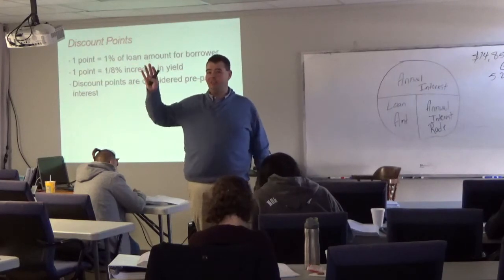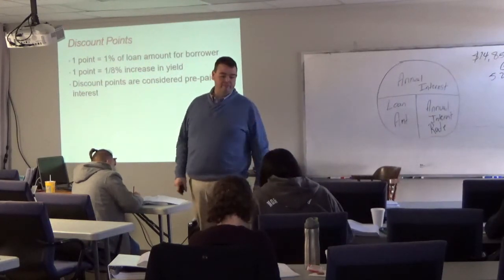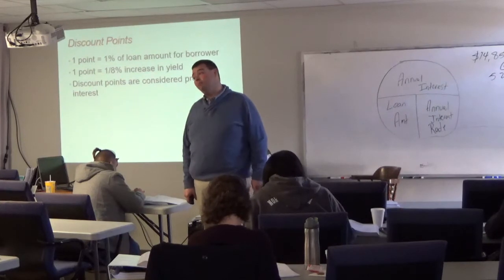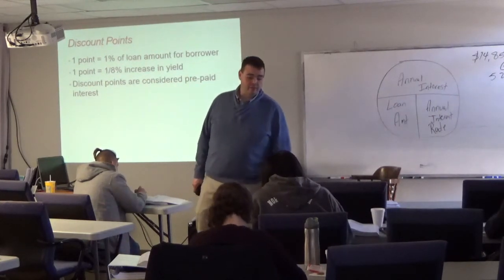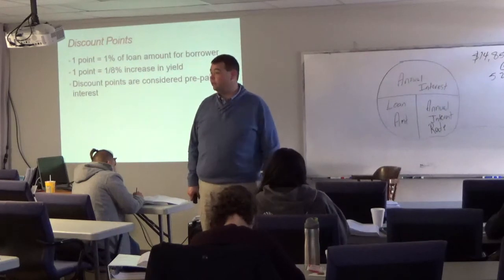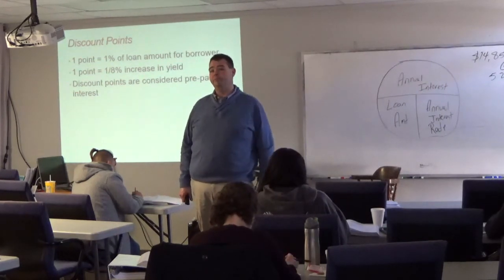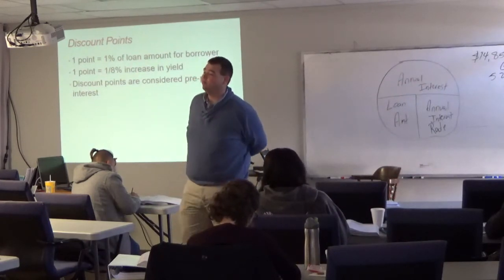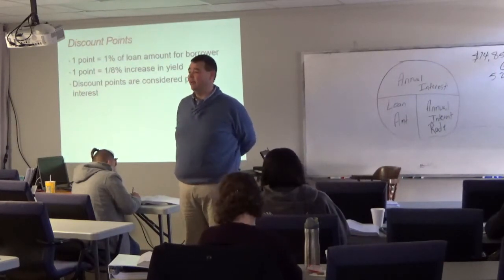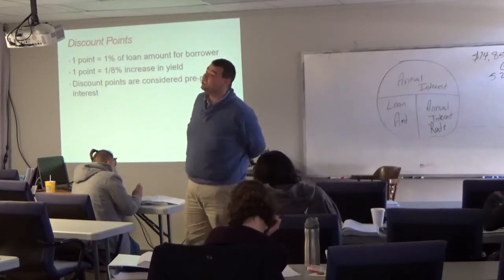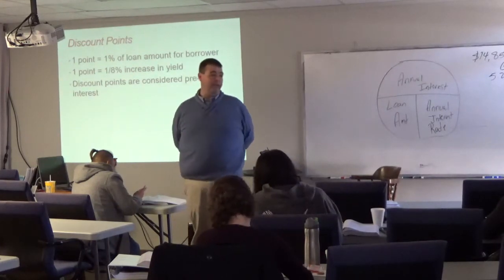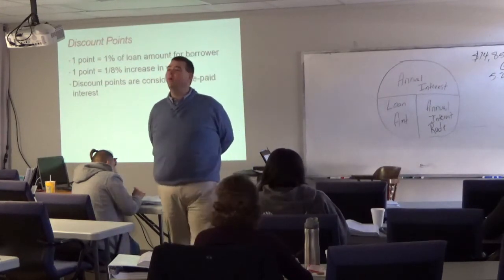How much does each point change the rate? 0.125, right? So take 0.25 and divide it by 0.125. How many discount points do you need? 2 points. Does that make sense for everybody? Yes, ma'am. So whatever you start with, you subtract from what you want to get to, and then whatever that number is, you divide by 0.125, because each one changes it 0.125. Does that make sense? Are we good on that? How about if I told you you wanted to change it 0.5?